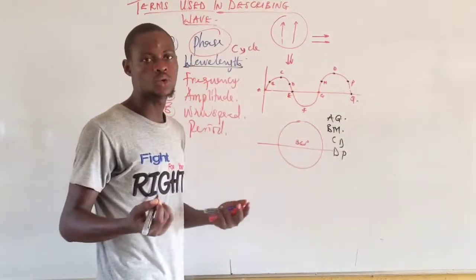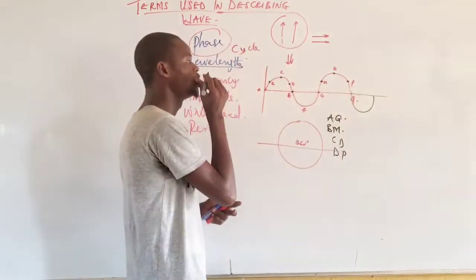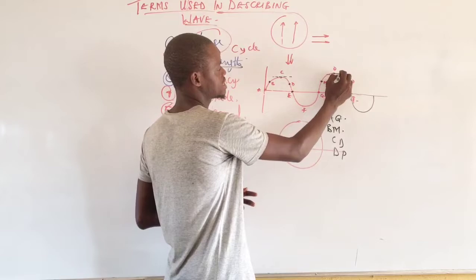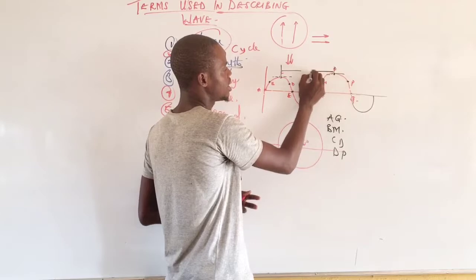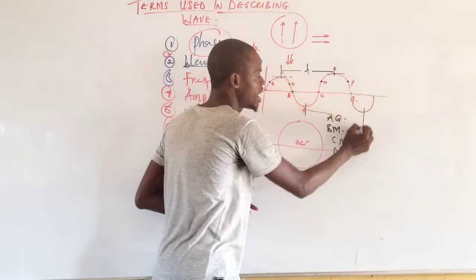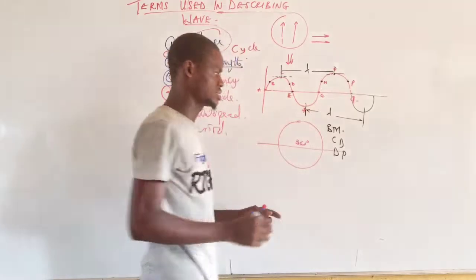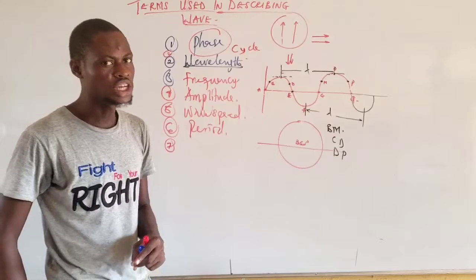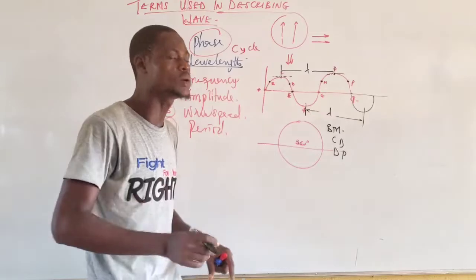Now, what do you mean by crest? What do you mean by trough? Let me try to extend this outward a little bit. Now, you see, the topmost part here is known as the crest. The distance between here and here is one wavelength. Or the distance between here and here is another wavelength. But do you know that the distance between this and this forms a single circle? You don't know? The distance from here to here is going to form a single circle.